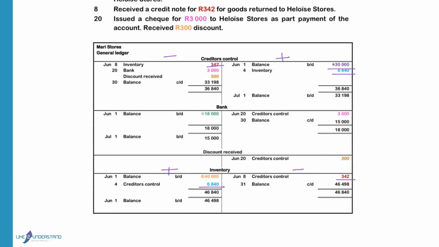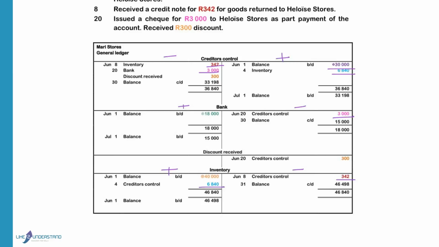Issued a check to Eloise as part payment of the account. We take money out of the bank, so assets decrease on the credit side with 3,000. We pay the creditors, so we owe the creditors less money, and the liability decreases on the debit side.